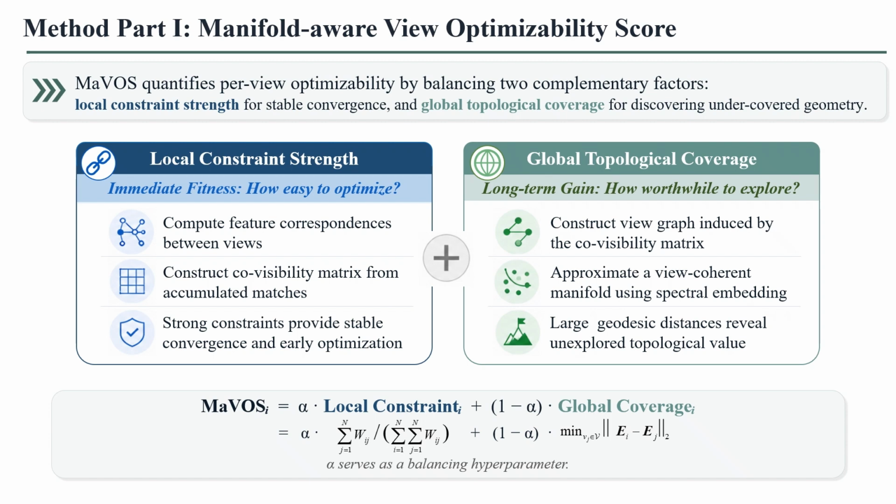We construct a view graph from the co-visibility matrix and apply spectral embedding to approximate the view-coherent manifold. A view that is farther away in this manifold space is more likely to introduce new structural information beyond the regions that have already been optimized. By balancing these two terms, we can select views that are not only easy to optimize, but also structurally valuable for completing the global geometry.